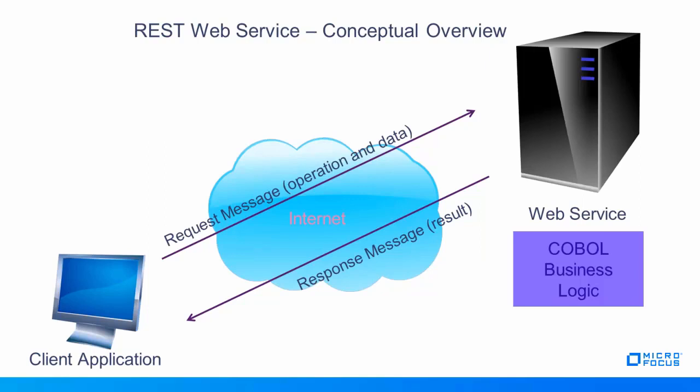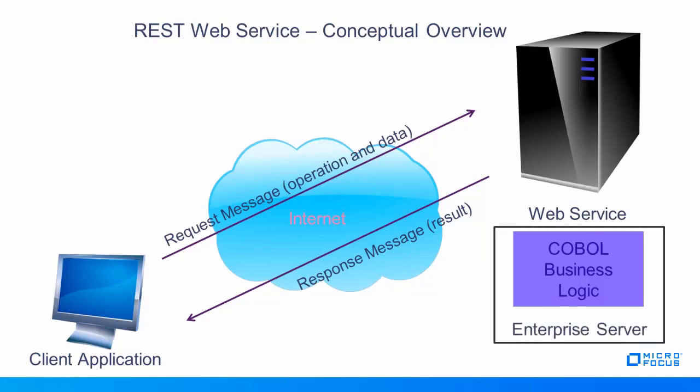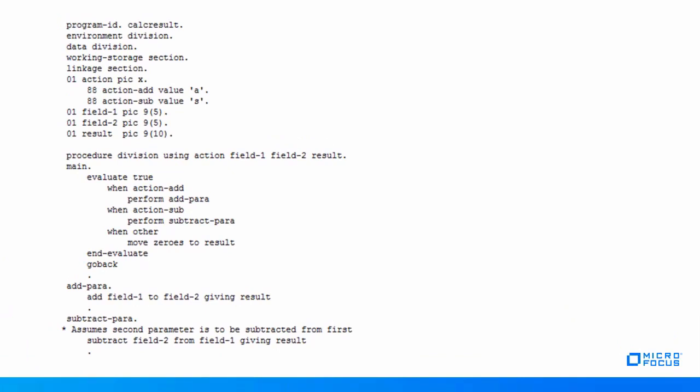Incoming requests for a web service are typically handled by a web-aware application server. Visual COBOL includes a feature named Enterprise Server, which provides an application server for COBOL web services. Let's take a look at the steps required to implement a COBOL program as a REST web service in Visual COBOL. We'll start with a simple example COBOL subprogram.